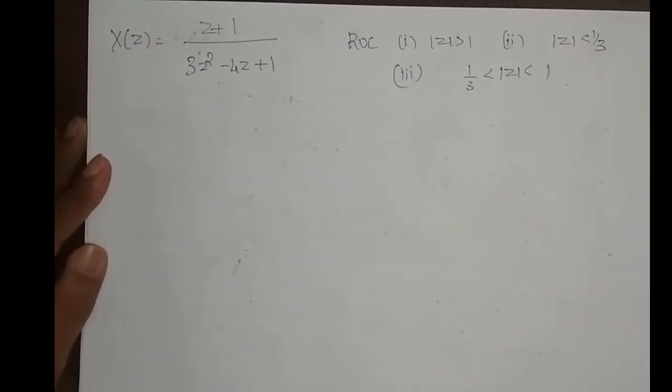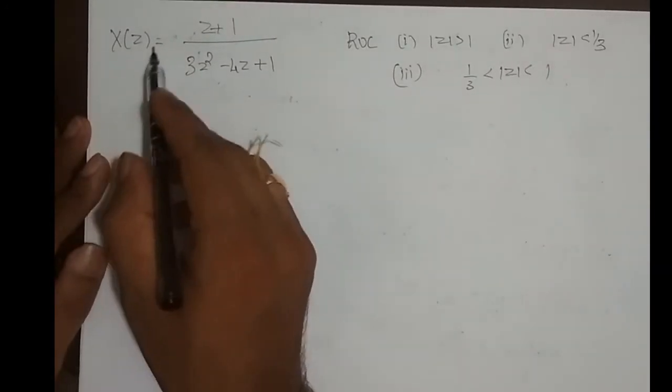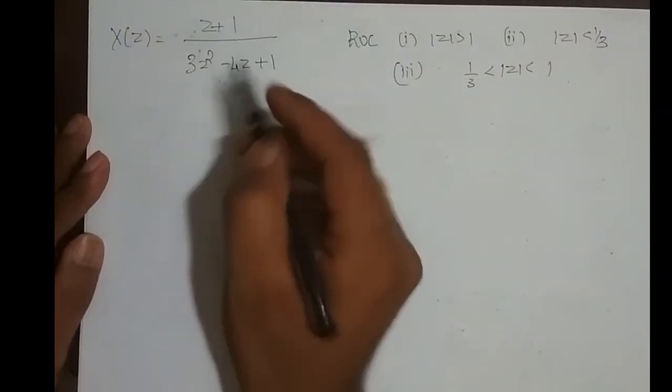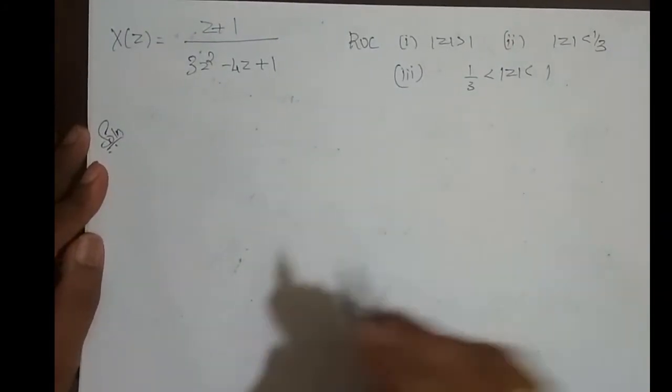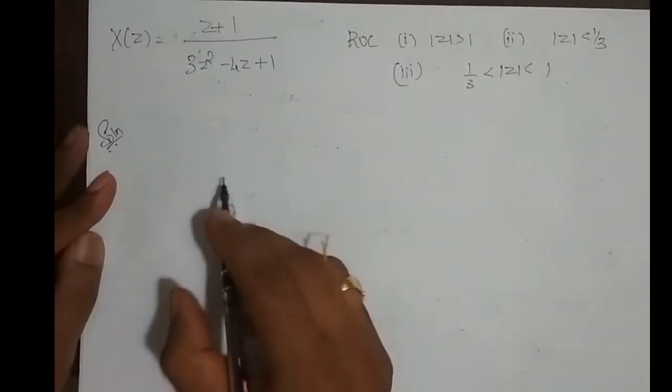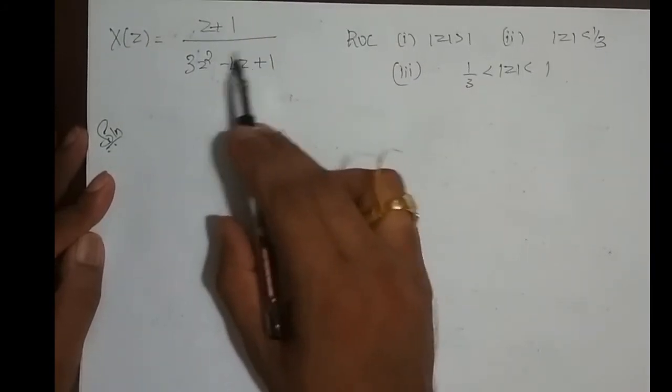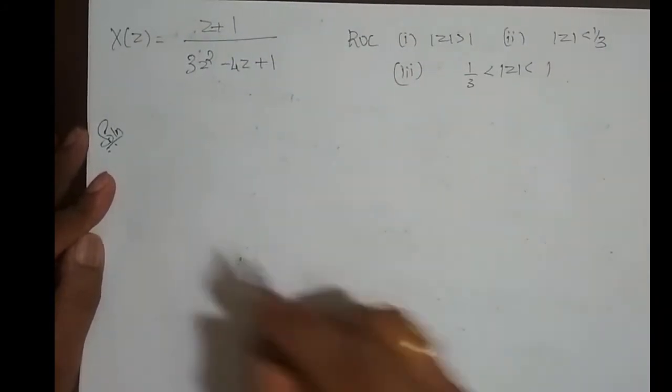So we'll take up one more problem. Here X(z) is z plus 1 divided by 3z squared minus 4z plus 1, and for the following three ROCs, we will try to solve it. So what is the first step? Make sure that the power of z is positive. Here it is positive, so no issues.